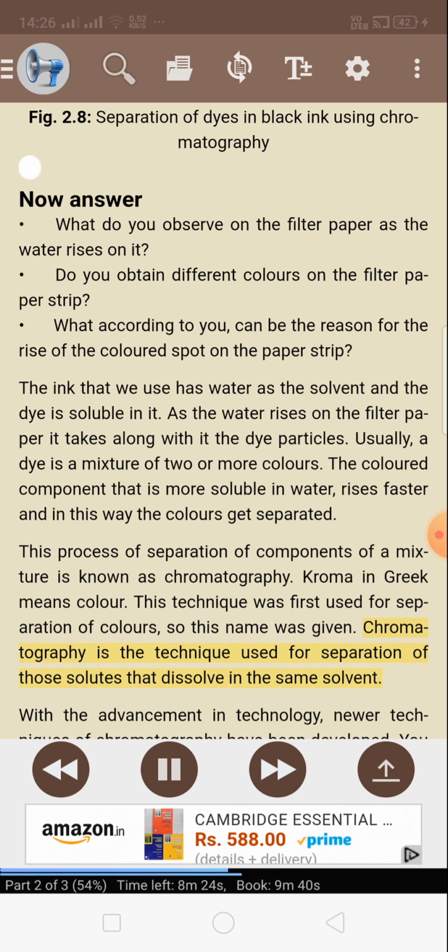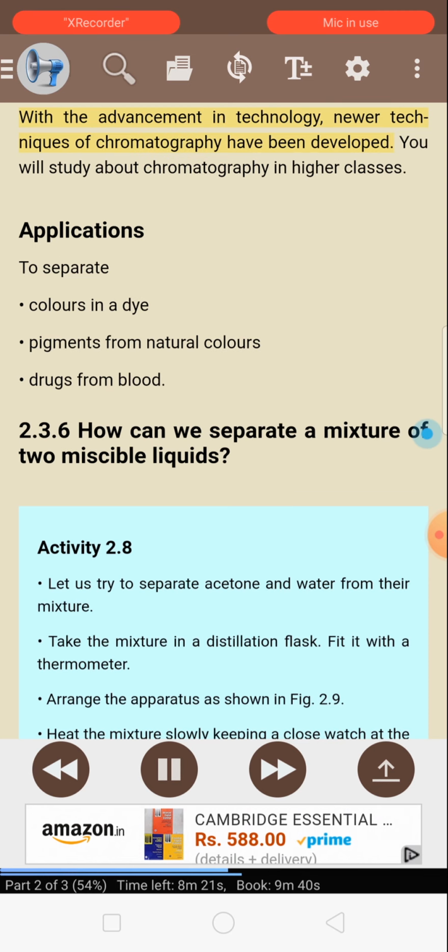Chromatography is the technique used for separation of those solutes that dissolve in the same solvent. With the advancement in technology, newer techniques of chromatography have been developed. You will study about chromatography in higher classes. Applications. To separate colors in a dye, pigments from natural colors, drugs from blood. Fig. 2.9 Separation of two miscible liquids by distillation.